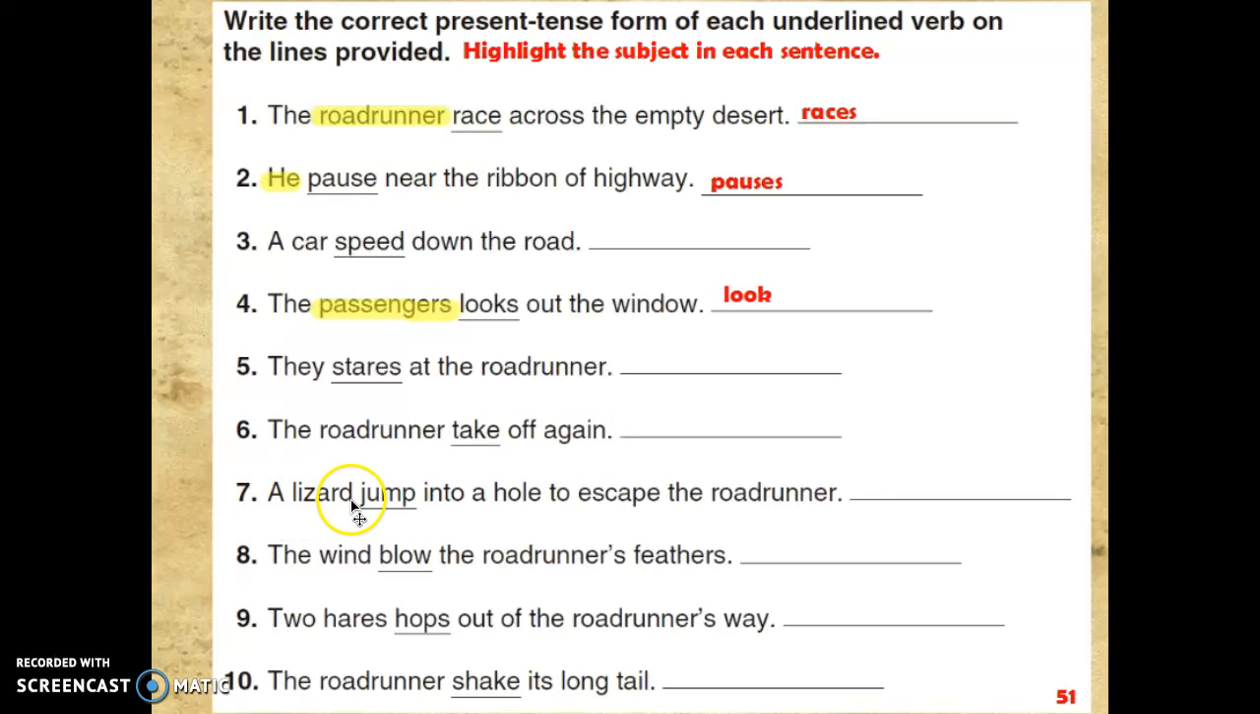7, a lizard jump into a hole to escape the roadrunner. 8, the wind blow the roadrunner's feathers. 9, 2 hares hops out of the roadrunner's way. 10, the roadrunner shake its long tail. Okay, finish your practice up for today. That's all, boys and girls.